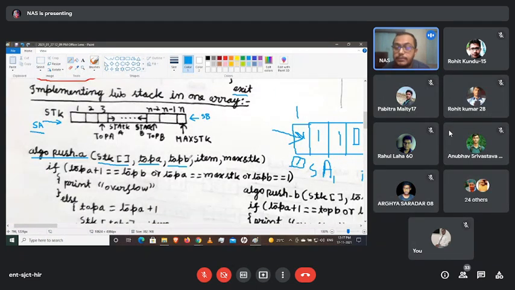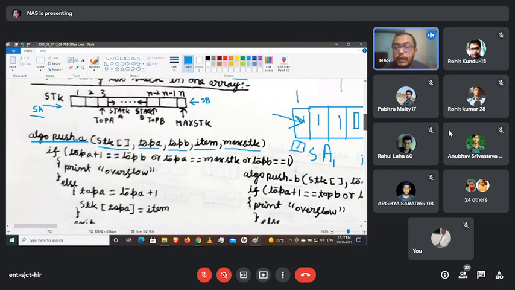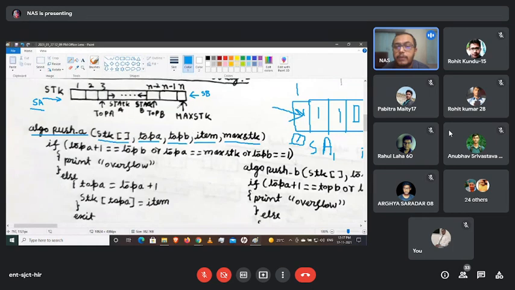Why we require this one? We are going to come to this later. Item, that particular thing that needs to be inserted in here. And another one is our max stack. See, max stack is also a part of stack B, and top B also a part of stack B. But still we are using this one in our push of stack A operation. Why? We are using this particular thing to check the overflow conditions.